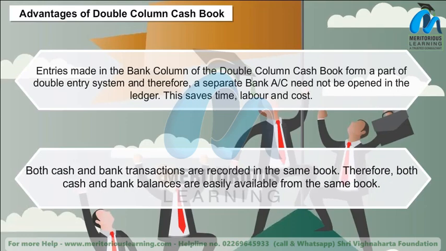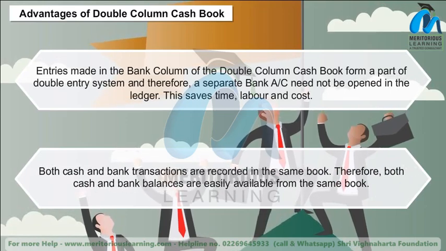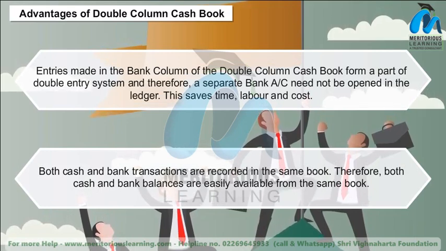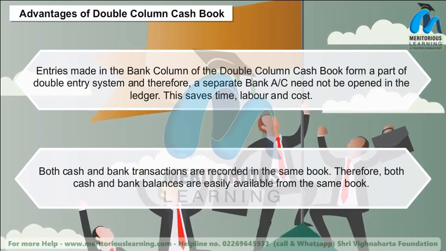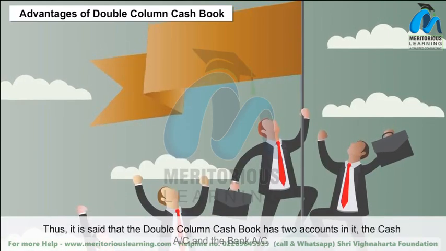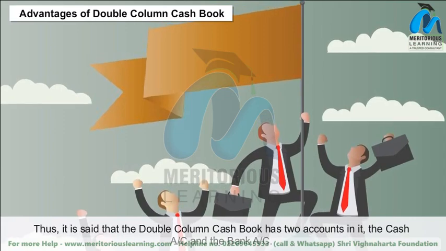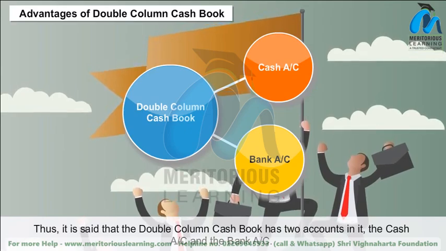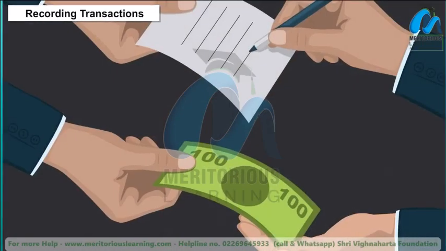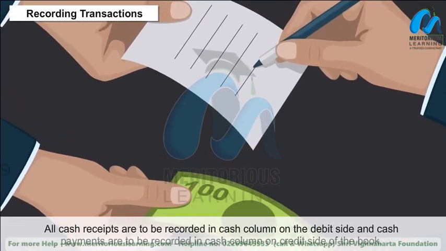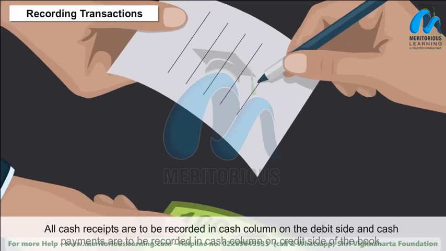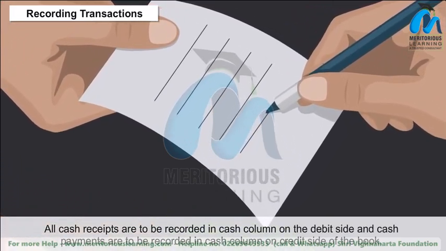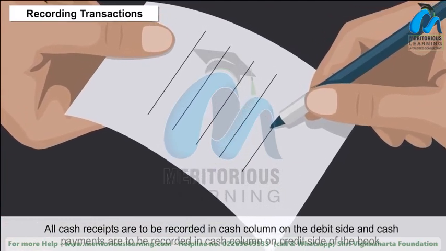2. Both cash and bank transactions are recorded in the same book. Therefore, both cash and bank balances are easily available from the same book. Thus, it is said that the double column cash book has two accounts in it, the cash account and the bank account. Recording transactions. All cash receipts are to be recorded in the cash column on the debit side, and cash payments are to be recorded in the cash column on the credit side of the book.